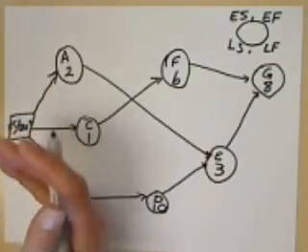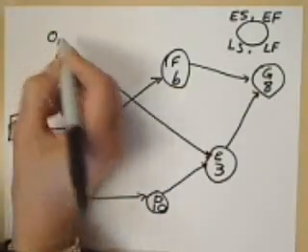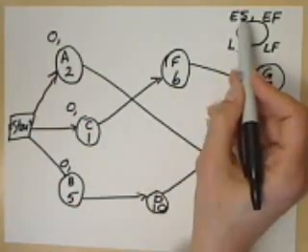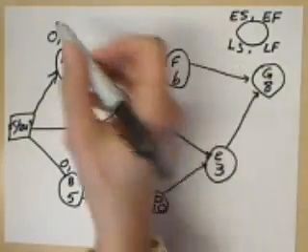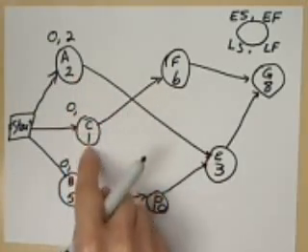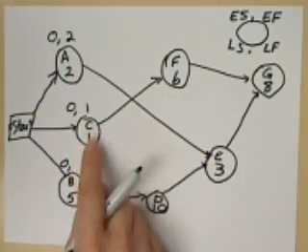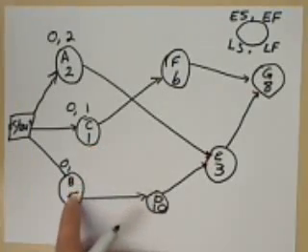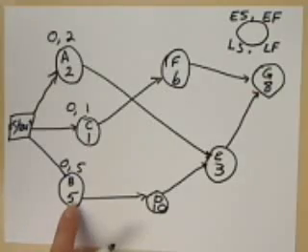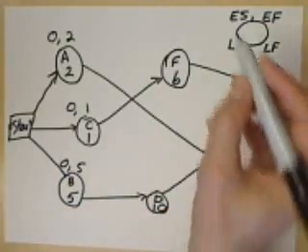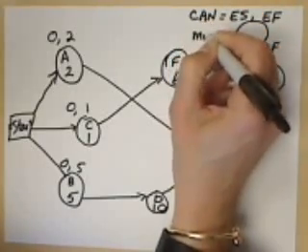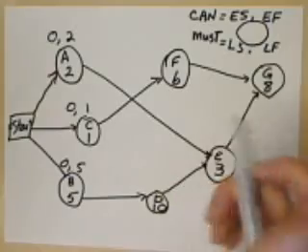So the earliest time that they can be started is time period 0. So that's the early start for them. But activity A takes 2 days, so 0 plus 2 is 2. That's the earliest time that we can finish A. 0 plus 1 is 1. That's the earliest time that we can finish C. And 0 plus 5 is 5. That's the earliest time that we can finish B.